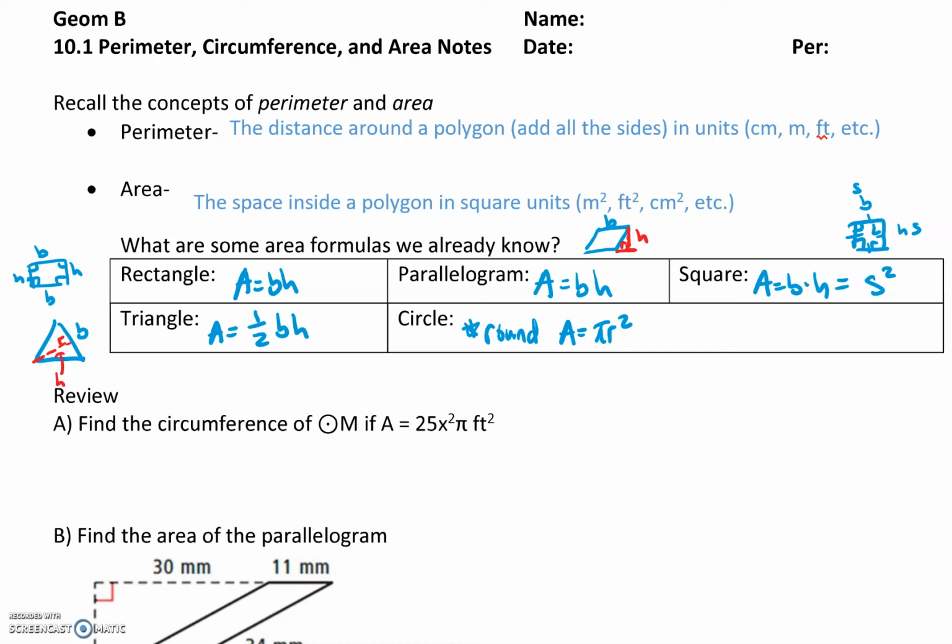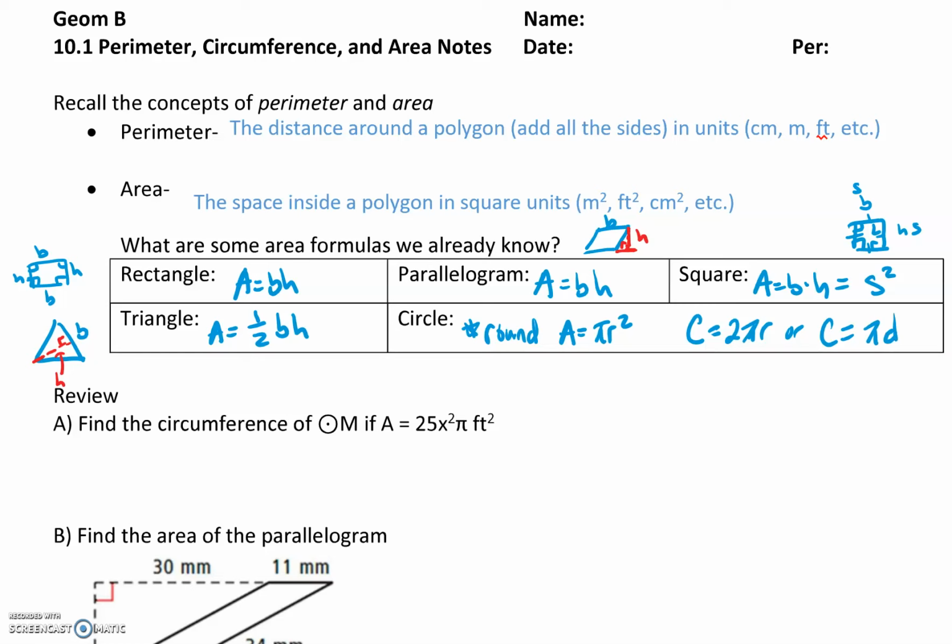Okay, if you're leaving your answer in terms of pi, then we'll just leave pi there. So circumference is the same idea as perimeter, but with the circle, because it's the distance around the circle. So circumference is 2 pi times the radius, or circumference is pi times the diameter.